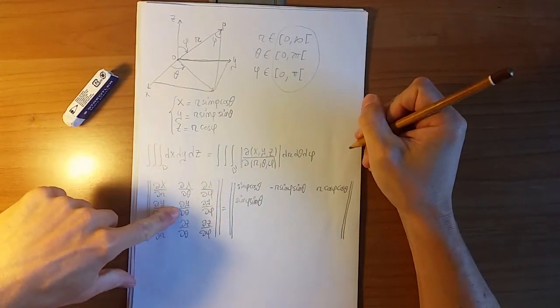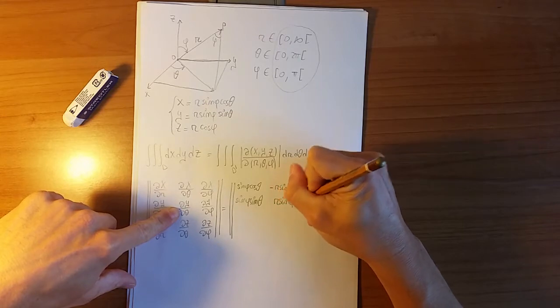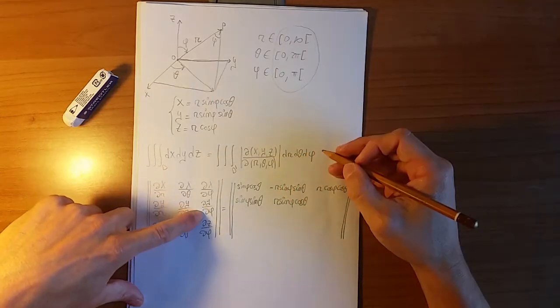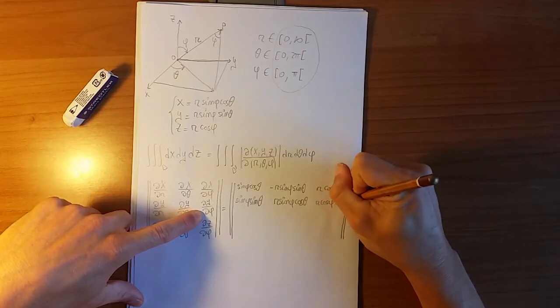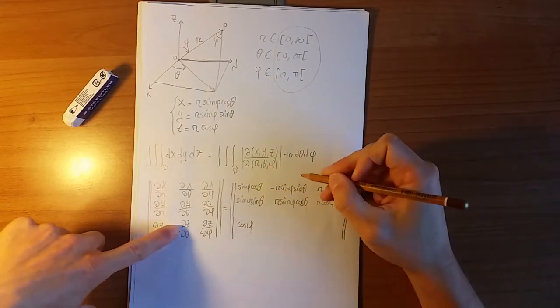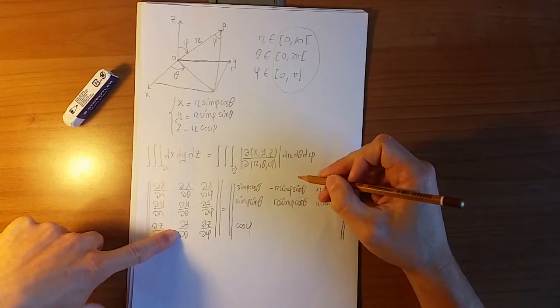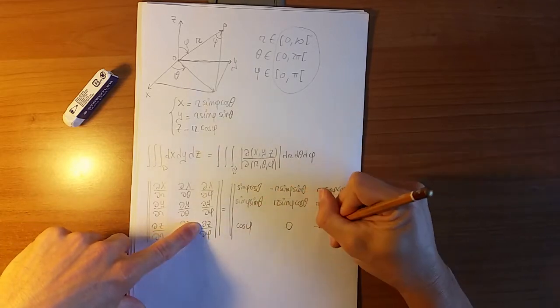dy over d theta is r sine phi cosine theta. dy over d phi is r cosine phi sine theta. And then we have dz over dr, which is cosine phi. We have dz over d theta, which is 0. And then we have dz over d phi, which is minus r sine phi.